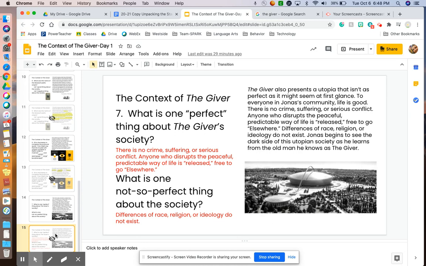What freedoms are they taking away from people? And obviously, the people who are not following their idea of perfection are those that are going to be released elsewhere. So that's something that you'll have to watch for as you read. And then the one not so perfect thing, which kind of is what I just said about being released elsewhere, is perhaps that there are no differences of race, religion, and ideology.